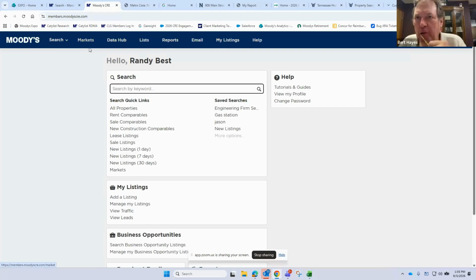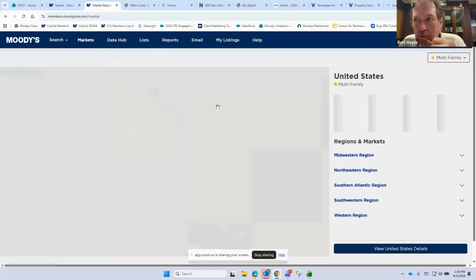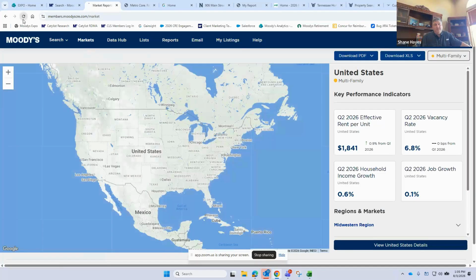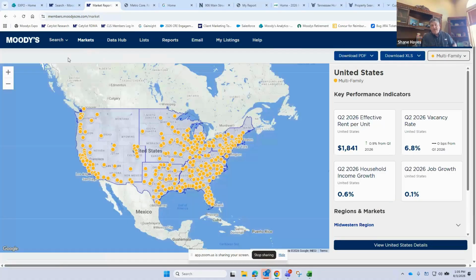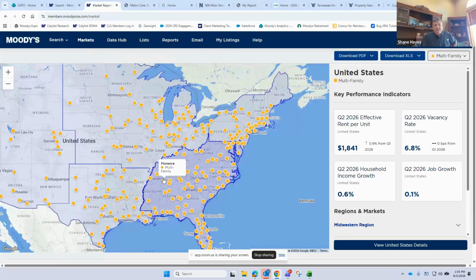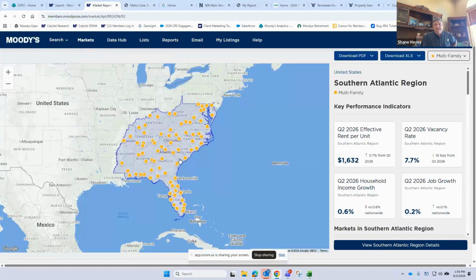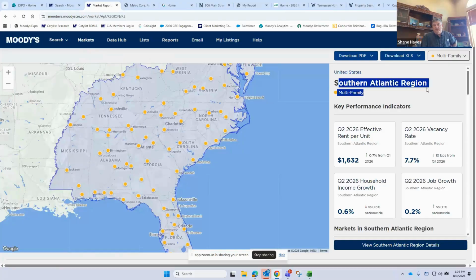The markets tab, when you click that, is going to take you to a map. This map is going to basically be what we brought in from the Reese package of data. It's broken up into 5 different regions. So if you zoom in and get into the region that you guys are going to be located in, it zooms into that, and it's called the Southern Atlantic region. And you can see all of these dots you're looking at.